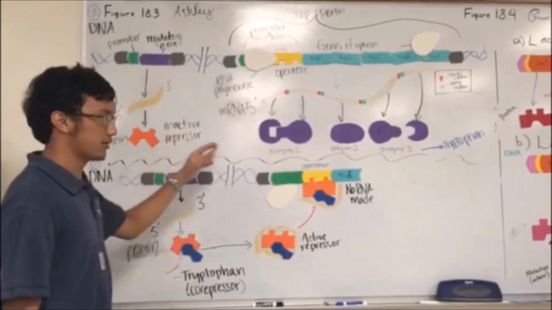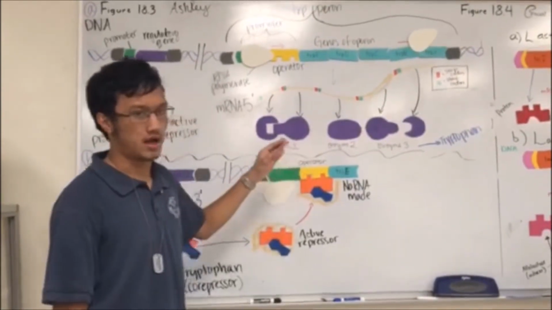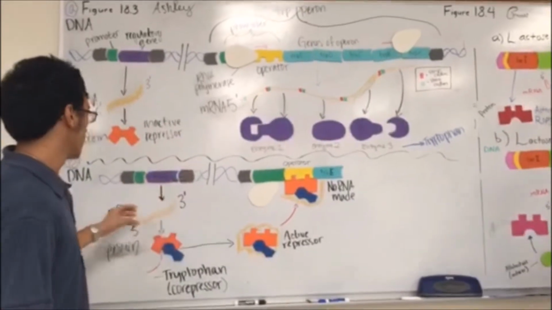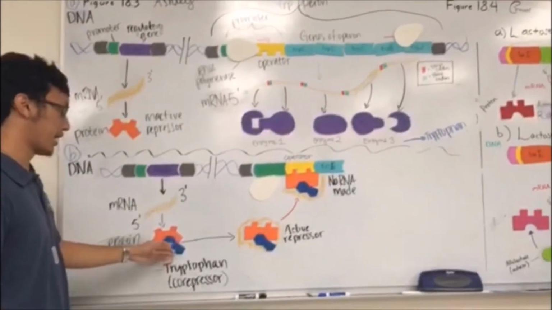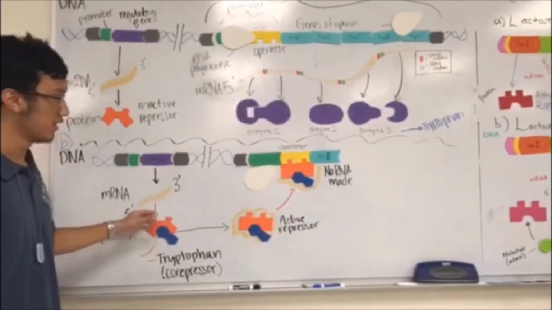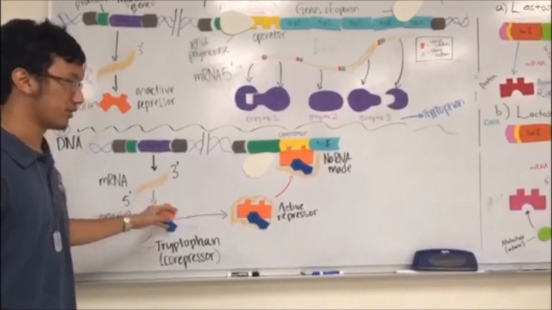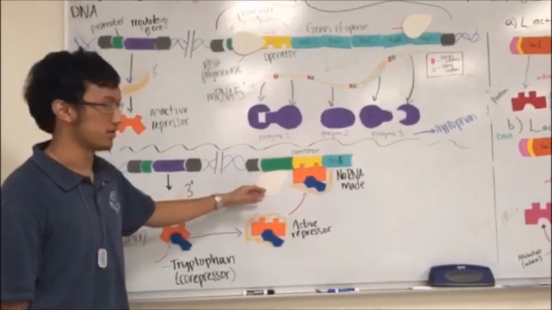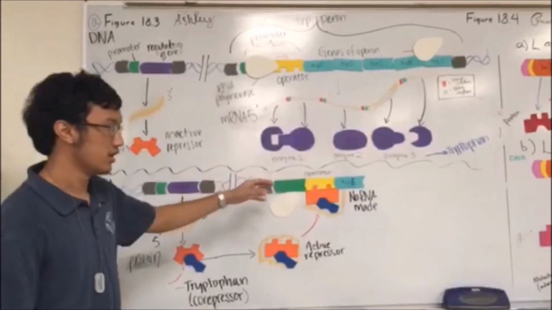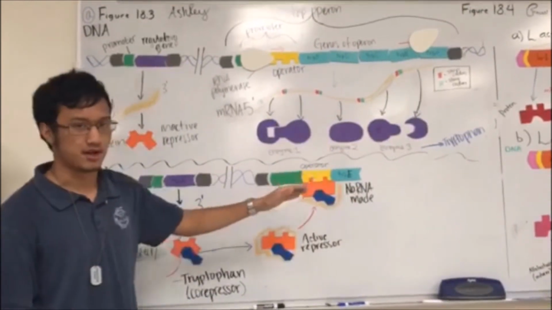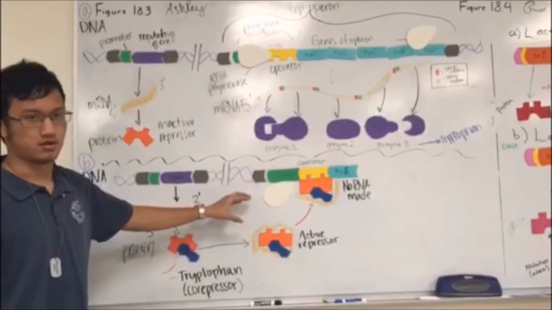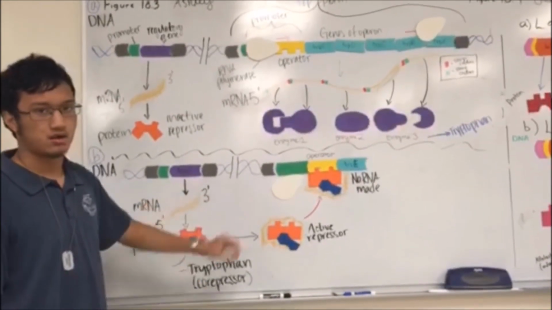So once there's too much tryptophan, or a high presence of tryptophan throughout the cell, the tryptophan will bind to the repressor, and this repressor suddenly becomes active. The active repressor will then bind to the operator and block RNA polymerase's path, so it cannot code for any of the enzymes to form tryptophan. So no RNA is made, and because of that, no tryptophan is made. This whole process is called negative feedback.